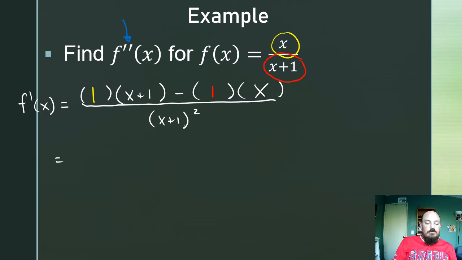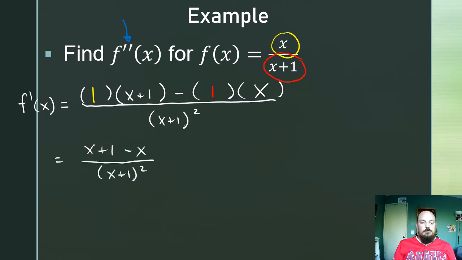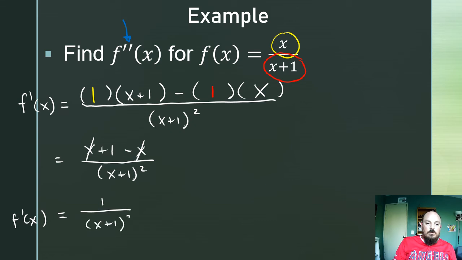So what I get here is, if you distribute the 1, you just get x plus 1. We have minus 1 times x, which would be minus x, and it's all over x plus 1 squared. Now the x and the negative x on top will cancel. So for my final answer, remember this is f prime of x that I just found, you get 1 over x plus 1 squared.